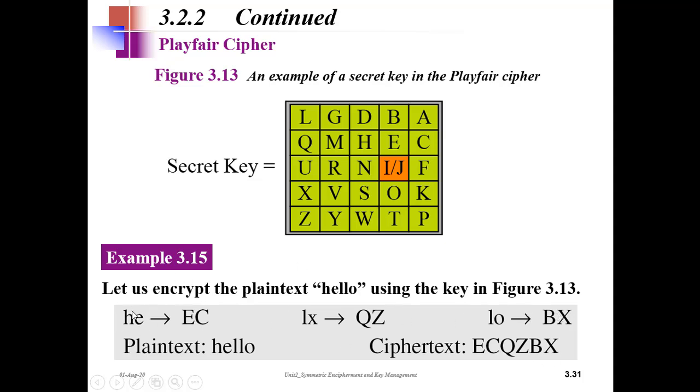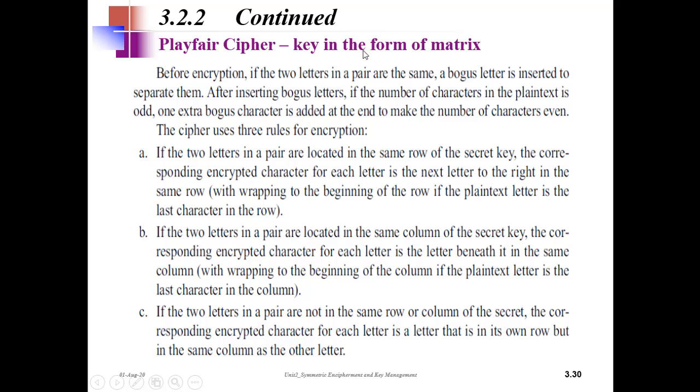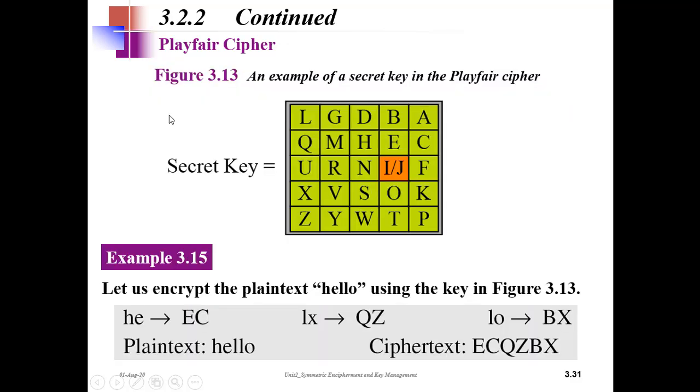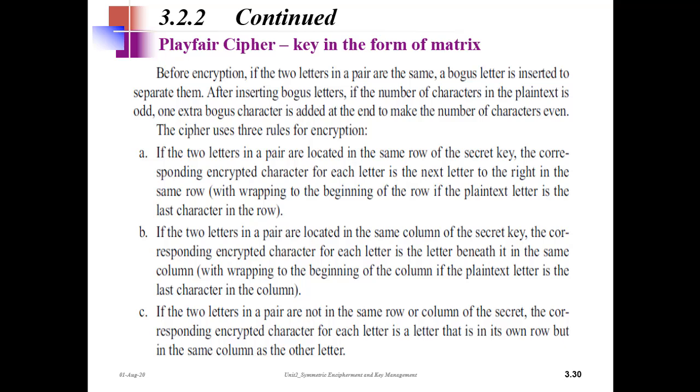So this is what HE. If you see, HE is here, right? So they are in the same row. So this is the procedure. Before encryption, as I said, if the two letters in a pair are the same, a bogus letter is inserted to separate them. And after inserting bogus letters, if the number of characters in the plain text is odd, which was not the case here, one extra bogus character is added at the end to make the number of characters even. So this step we are done.